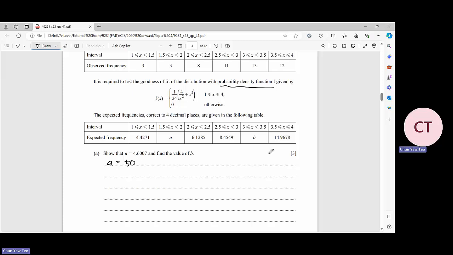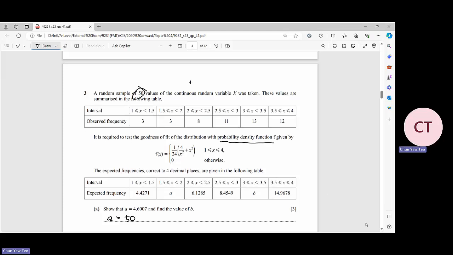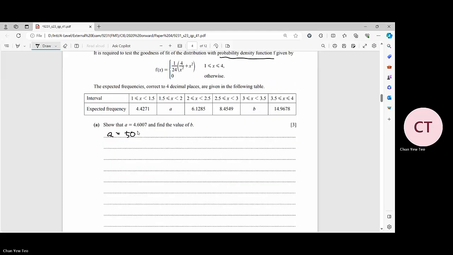This 50 is the n. Okay, how do I know it's 50? Because this is the n. Multiply the probability between these two values. The probability between these two values is integrate from 1.5 to 2, and the function will be this function: 1 over 24 multiply 4 over x squared plus x squared dx.